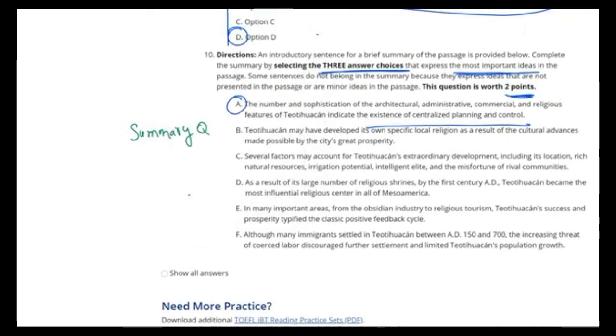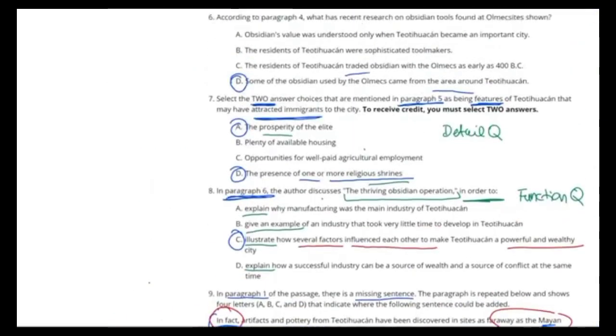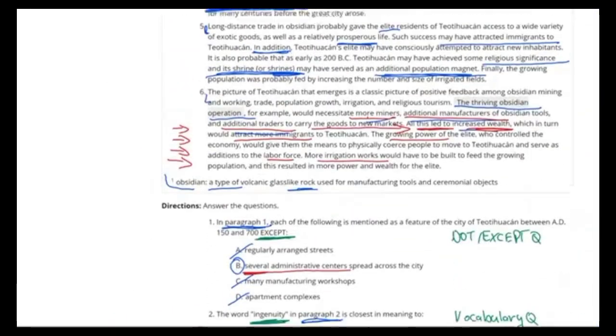Let's go on with B. Teotihuacan may have developed its own specific local religion, as a result of the cultural advances made possible by the city's great prosperity. We remember that they talked about prosperity in the text. They did. But did they talk about their own specific local religion, and was that a main idea, even if they did? So let's have a look at the text.